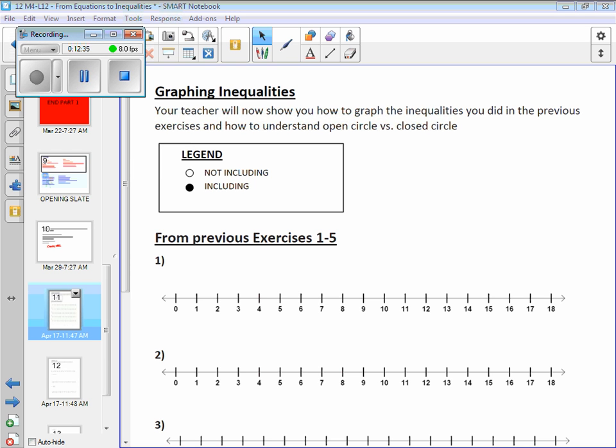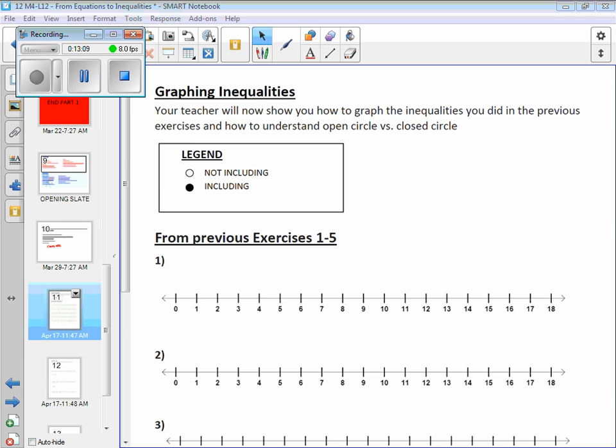All you have to remember, make a fist. Solid fist means that the number can equal that value. Ready? Make an open circle. That means that it cannot equal that number. Okay? Remember, closed fist means a closed circle or a closed dot. That means it can equal it. Open fist, or open circle, means it cannot equal it.